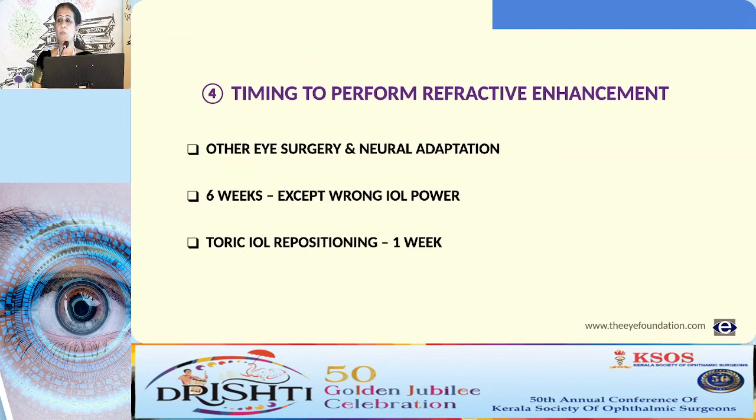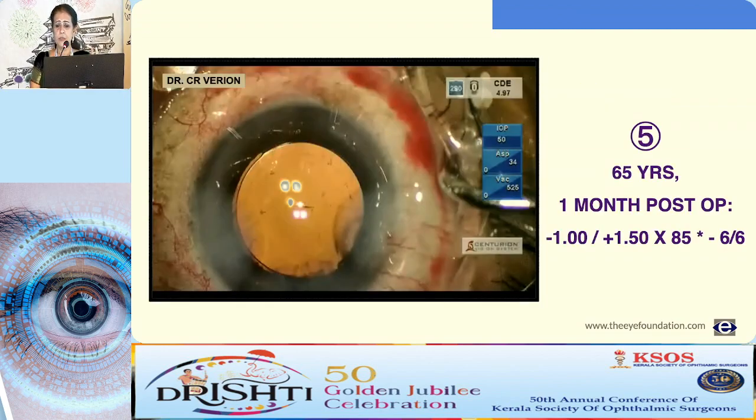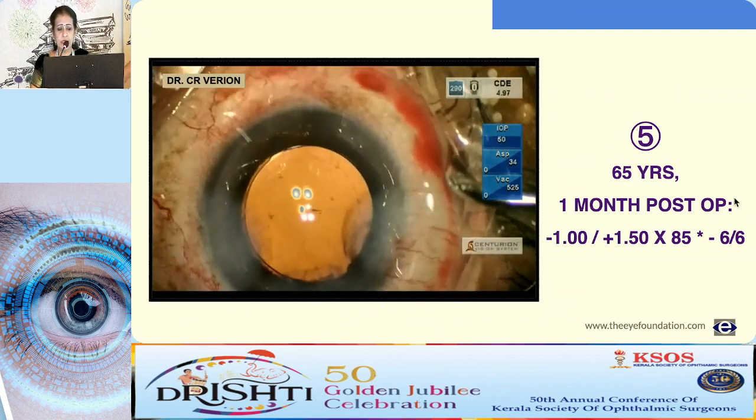We also need to plan when we are going to do an enhancement, whether you are going to allow for neuroadaptation. But then, if it is a wrong IOL power, in that situation it needs to be removed. But if it is a cylinder and it's a toric IOL, you could even rotate it after maximum waiting for a week. Now, this was a patient, a 65-year-old with a small residual refractive error, as you can see here.